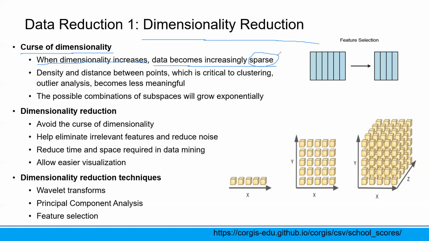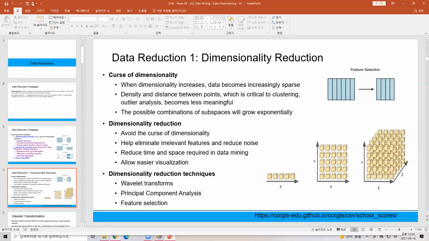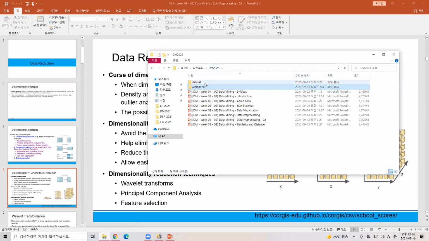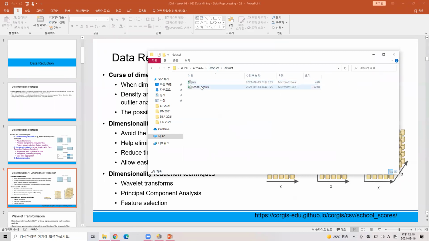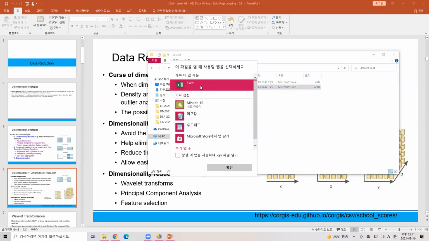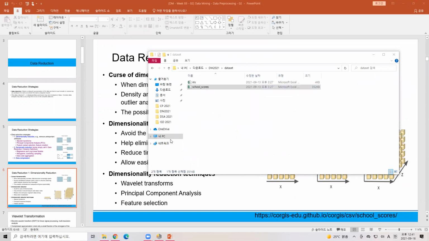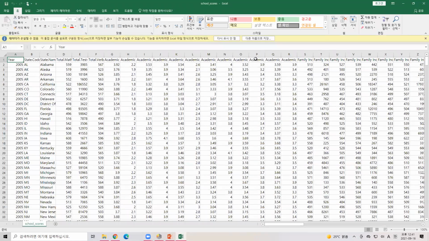So when the data have a lot of columns, you will have some not understandable data. Okay, so let me show you the other kind of example. I have one extreme data. If you take a look at the data set that I gave to you, there is a school scores file. You can open it with your Excel, because this file is actually correlated with the Excel.